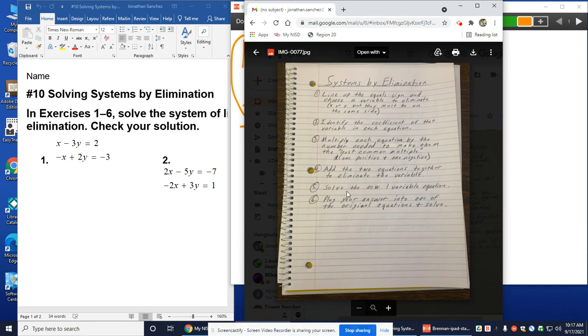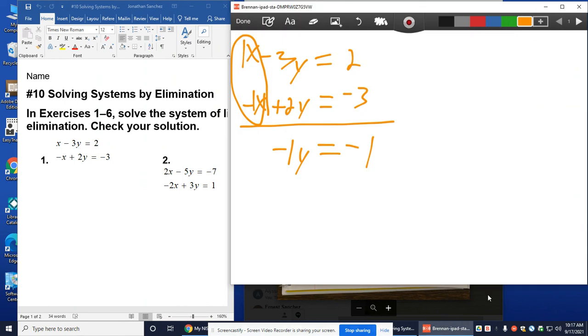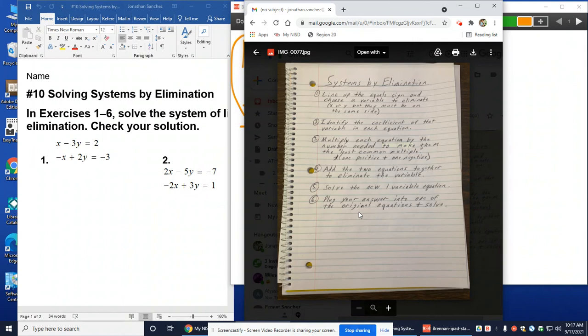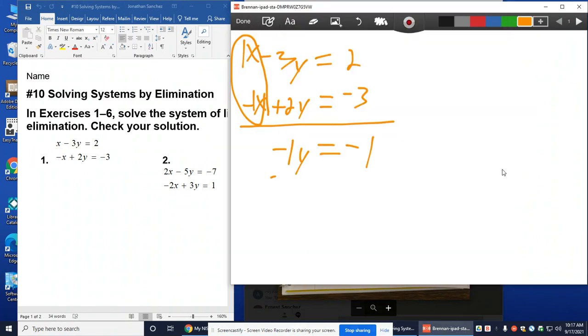So it says solve the new one variable equation. If you notice, our new equation only has y in it. We got rid of the x. And then we plug our answer into the original equations and solve. All right, so we need to solve this for y. So I divide by negative 1, divide by negative 1. The negatives cancel and the 1s cancel, and we get y equals. Negatives cancel, and 1 divided by 1 is 1.